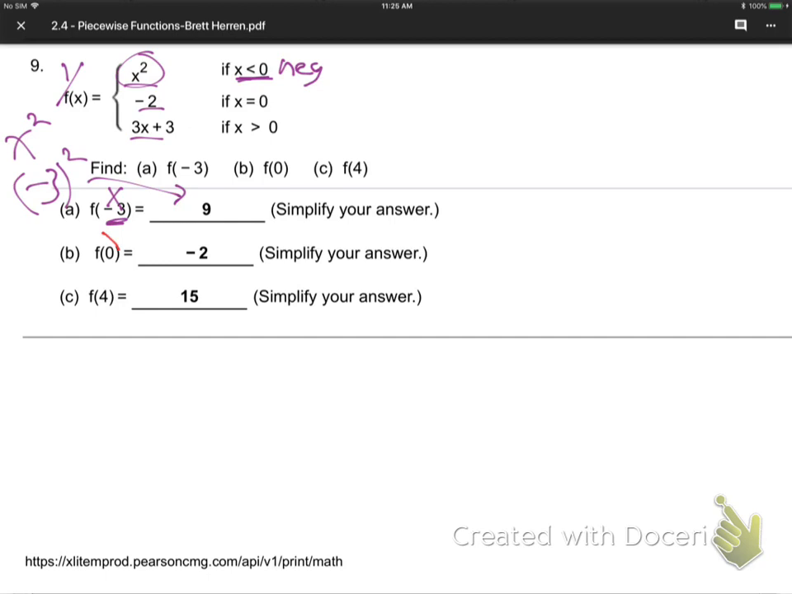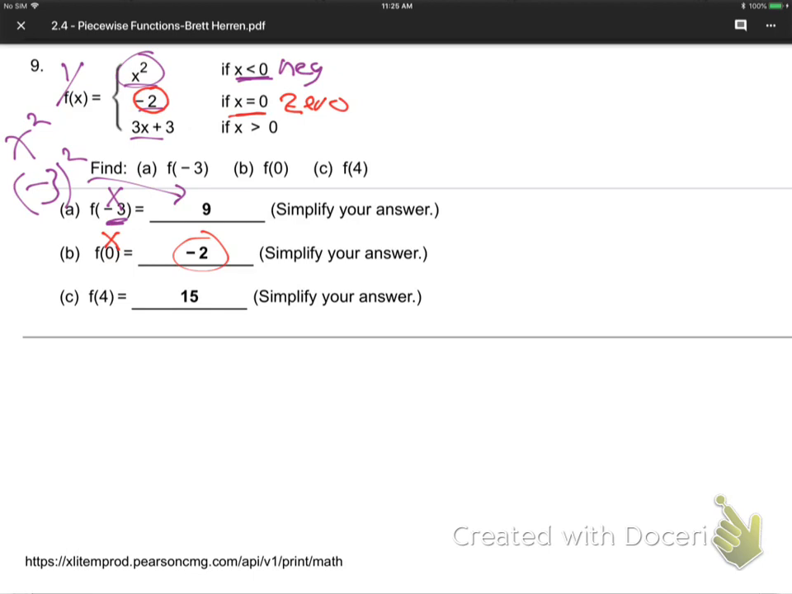My x value is 0. F of 0. So which one am I going to use? Negative 2. And notice there's not, because that's if x is 0, negative 2, there's not even an x. It's just negative 2. There's nowhere to do anything with the x. You just say negative 2. Good? So it's not going to be negative 2 times 0 because there's no x. Because if it was negative 2x, then I would plug in that x as 0, but it's just negative 2. No x at all.